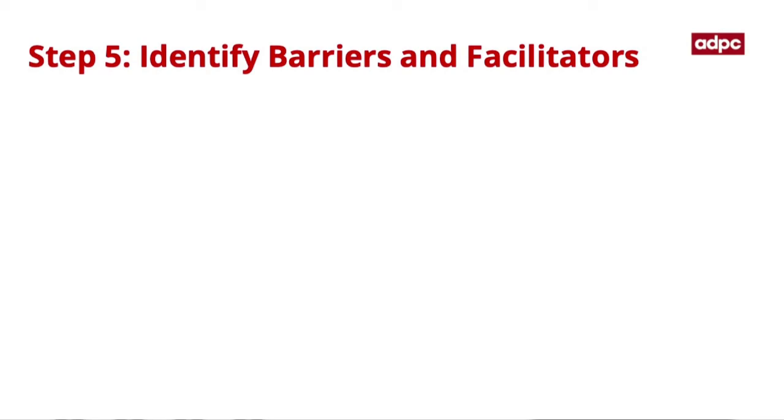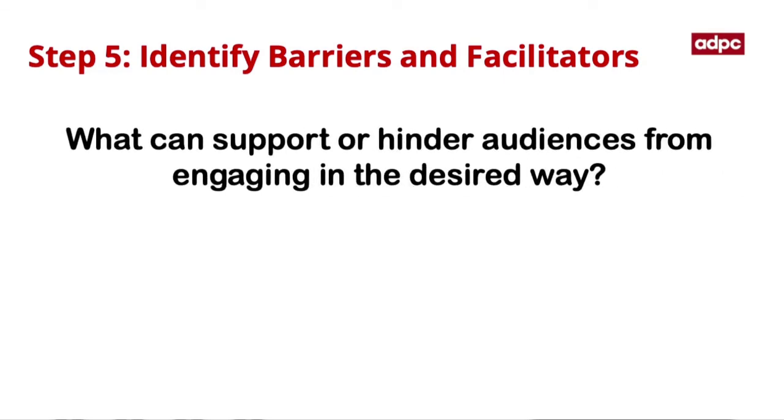Step 5. Identify barriers and facilitators. Now that you've selected your priority audiences and know more about their current knowledge, attitudes, and practices, you need to identify what can support or hinder your audiences from behaving in the way you want them to. By doing this exercise, you can address your barriers and use your facilitators to promote the success of your disaster risk communication plan.